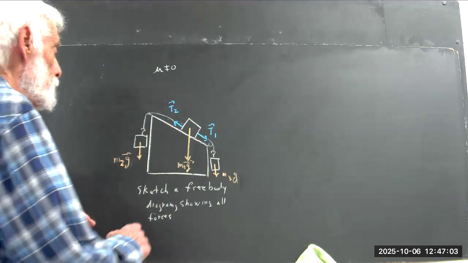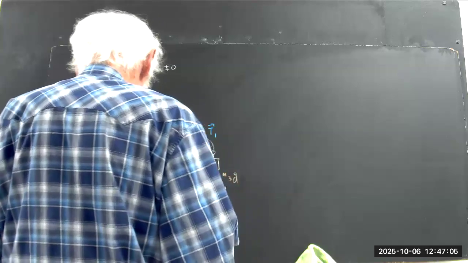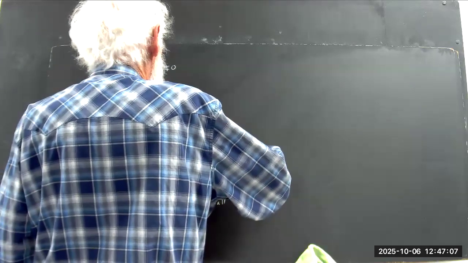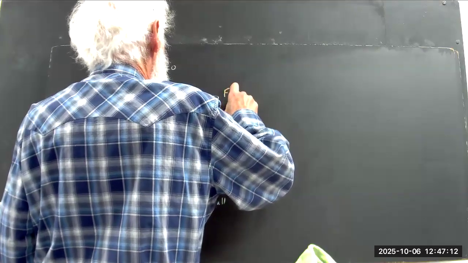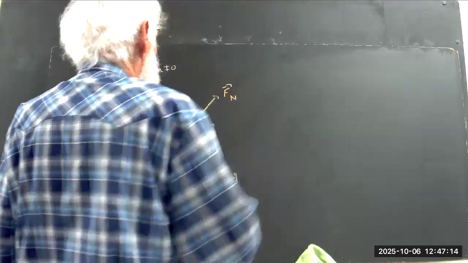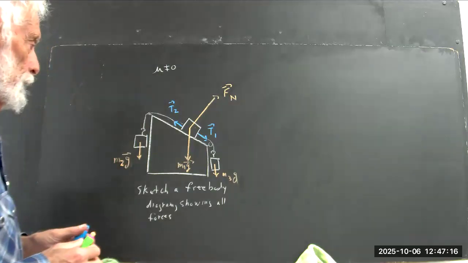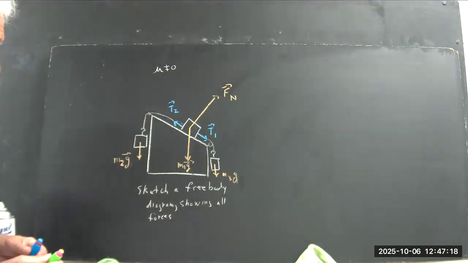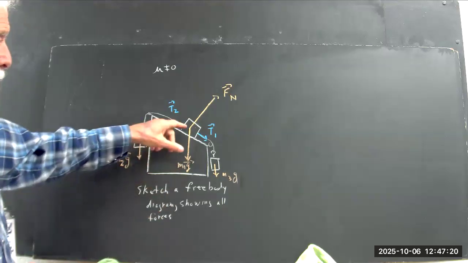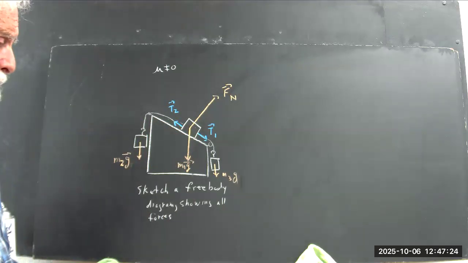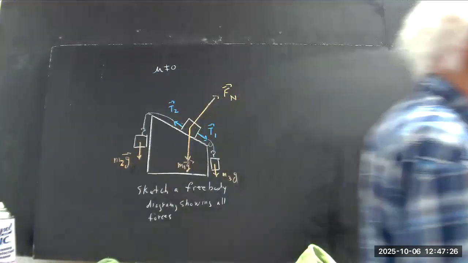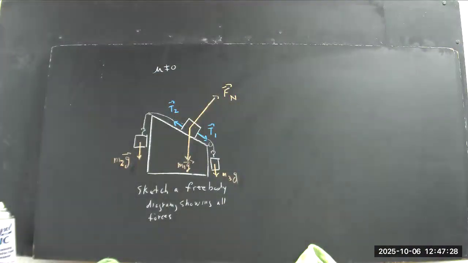But probably not that much. So we have the normal force. I'll just call it vector F sub n. All right, so that makes it a little better here. Now, what other forces do there have to be?